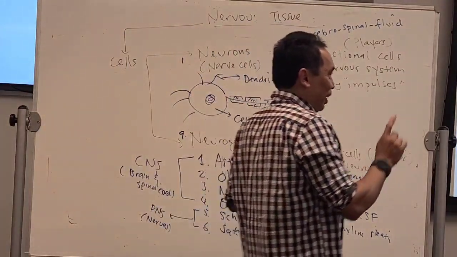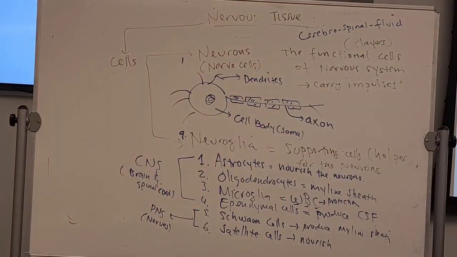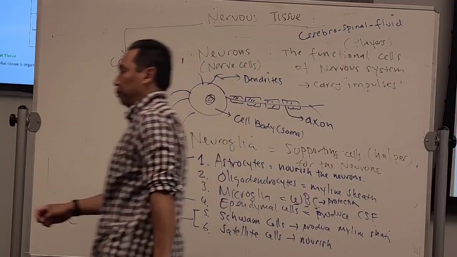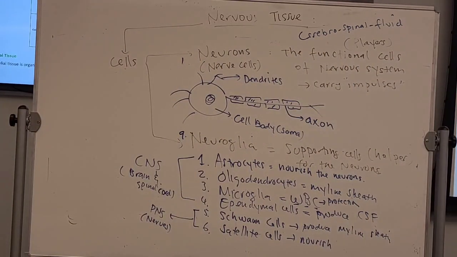Now we're going to see some pictures. What is CSF? Cerebrospinal fluid. I'll put it on the top, which is the fluid that protects the brain and spinal cord. Yeah, we have 15 minutes to see the picture. I'm going to move this.